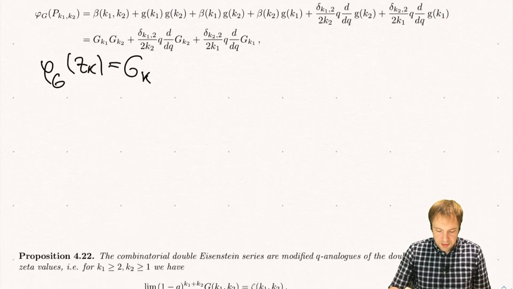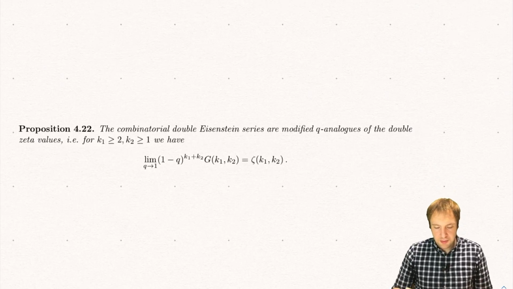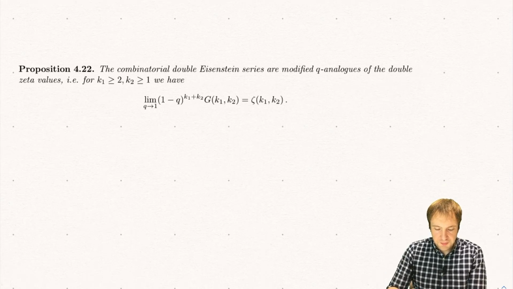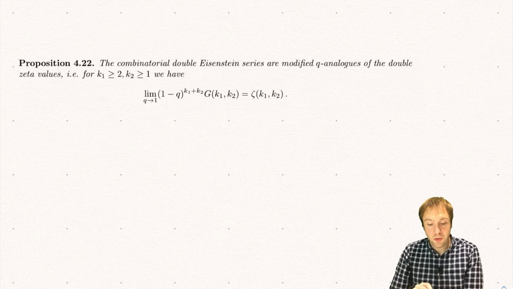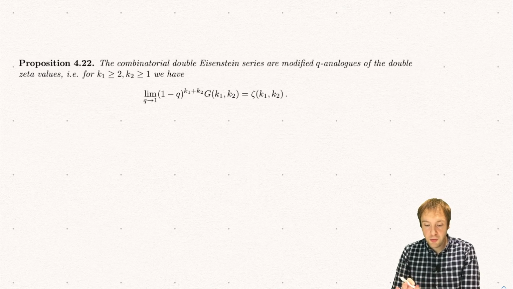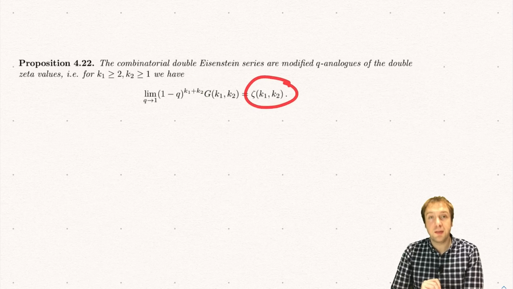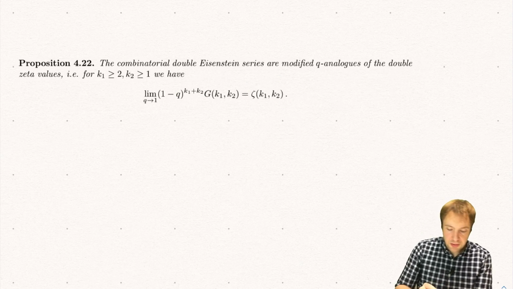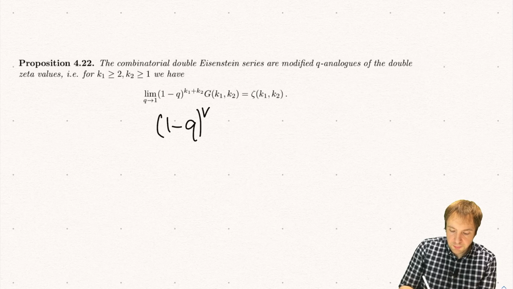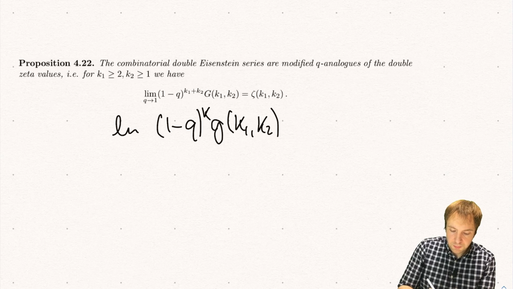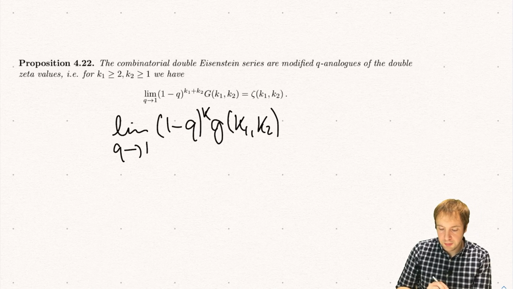Okay, and then one proposition which is actually a quite easy consequence. The statement now is that these combinatorial double Eisenstein series are actually also modified q-analogs, by which we meant that if we multiply by 1 minus q to the weight and send q to 1, we get exactly back the corresponding zeta value. And this just follows from the fact that we already know this for these q-series g.